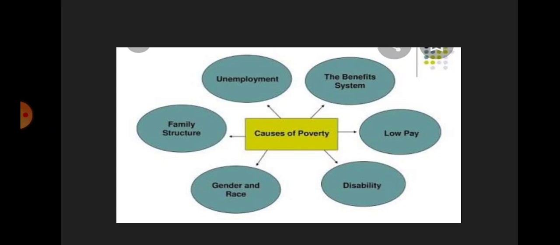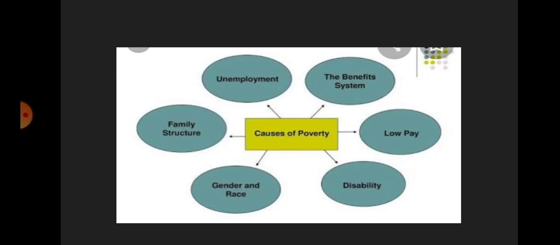If we talk about unemployment, we know that if a person or a family is unemployed, they will definitely not get income, and in the absence of income, that family will become poor. As far as family structure is concerned, a large family suffers because resources are not available for everyone, and in the absence of resources, that family also tends to become poor. Gender and race: as far as gender is concerned, it is responsible for a particular section of society becoming the poorest of the poor. We know that in our country gender distinction exists, so it leads to a particular section of society, say the women, the girl child, and the elderly people, becoming the poorest of the poor.